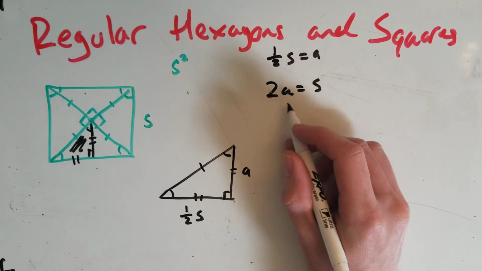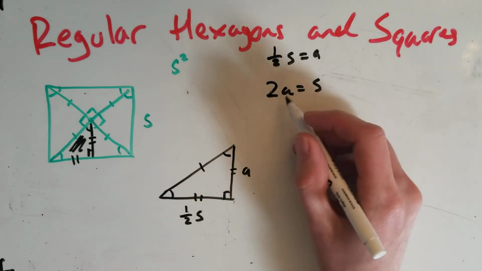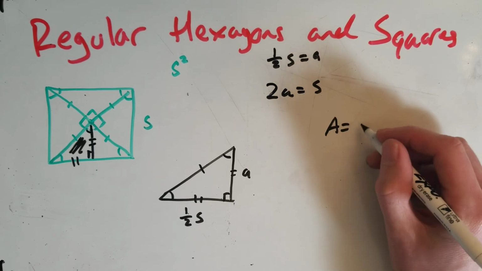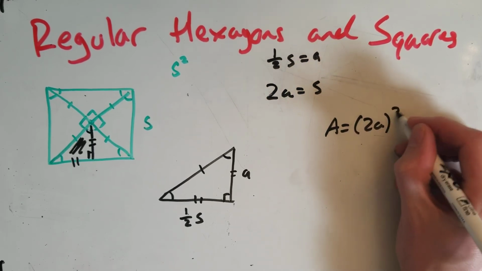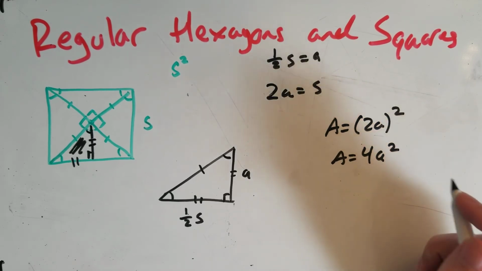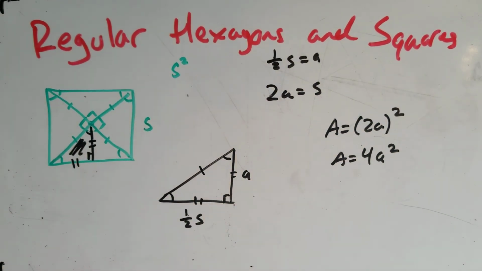And if you're trying to find the area and you only know the apothem, then you could just substitute in. The area is the side squared. So the area is 2 times the apothem, that quantity squared, or 4 times the apothem squared. So if you only know the apothem, you can use that to find the area as well.